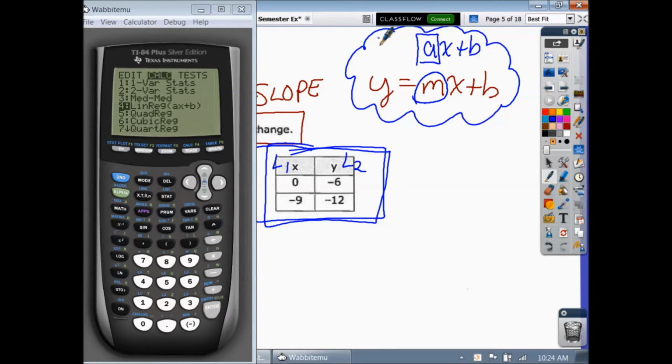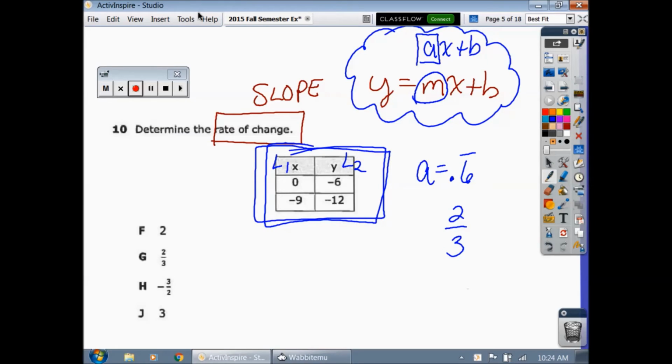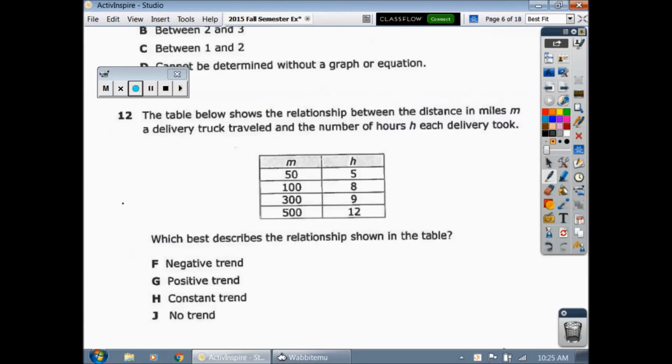We're going to hit enter, scroll down to calculate and hit enter, and the calculator will give you the value of A. In this case, they're saying the value of A is 0.6 repeating, which is the same as saying 2/3. The question is asking you, what is the rate of change or the slope? Well, the calculator again uses the language A. We use the language M. 2/3 is our slope.